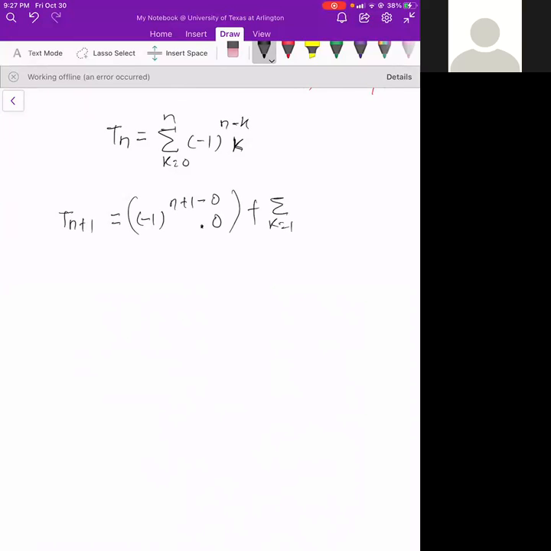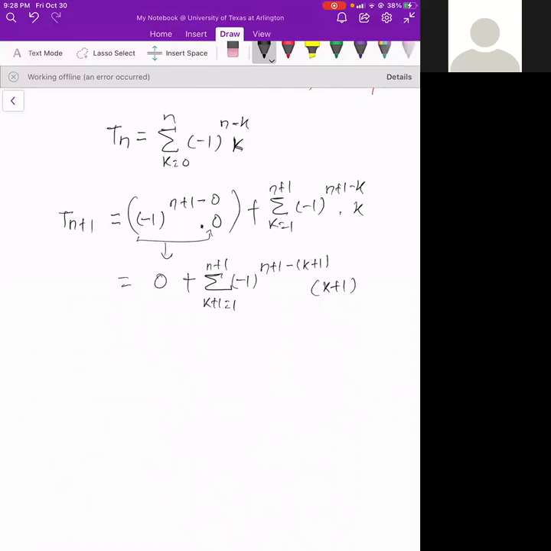summation k equals 1 to n plus 1 of minus 1 to the power n plus 1 minus k times k. All right, so this is multiplied by 0 over here. So this whole expression is going to be 0. So don't worry about it, right? And then we can write this thing over here as summation k plus 1 equals 1 to n plus 1 of minus 1 to the power n plus 1 minus k plus 1 times k plus 1.